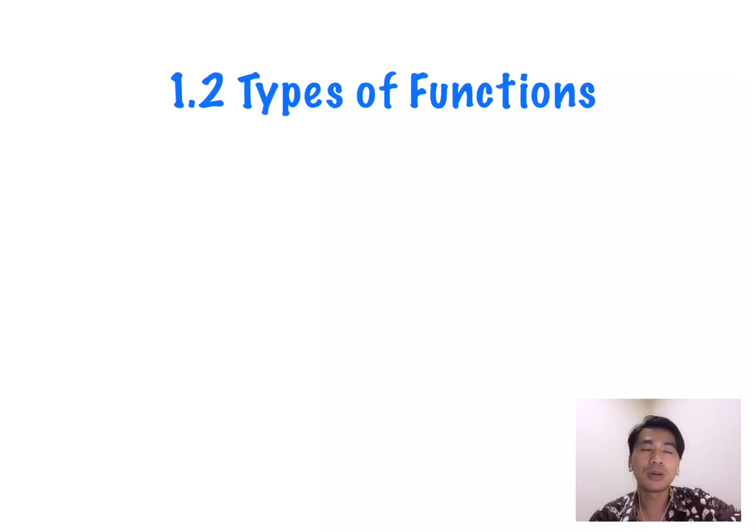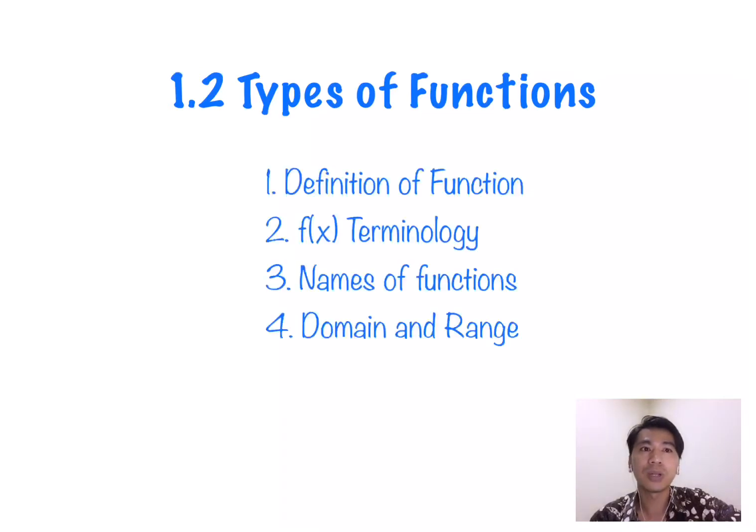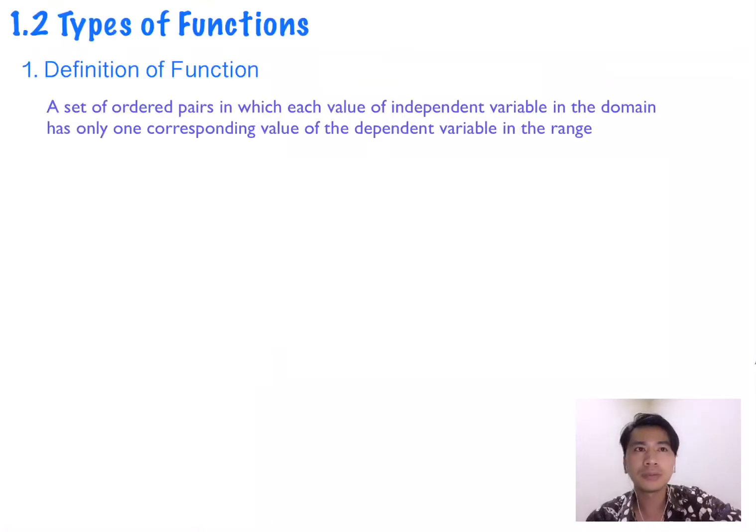To achieve that goal, there are 4 things that we are going to learn. The first is the definitions of function. Second is the f of x terminology. The third one is the names of functions, and the fourth one is the domain and range. So let's begin with the first one, the definitions of function.